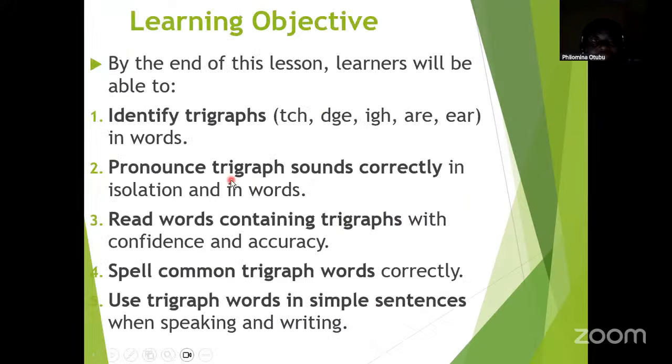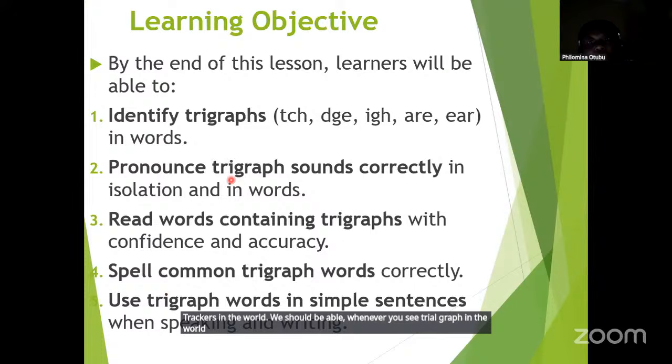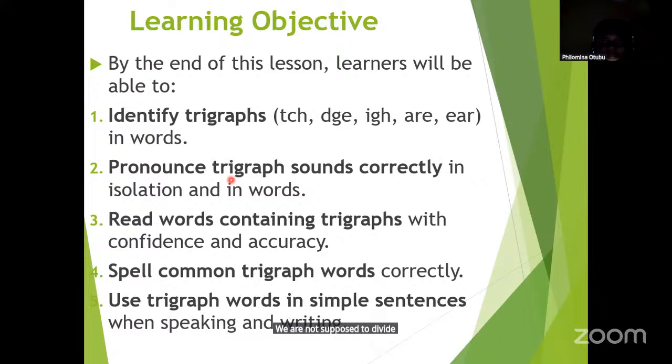So at the end of this lesson, we should be able to identify trigraphs in words. Whenever you see a trigraph in a word, you should be able to identify it. And that means when we see them in a word, we should not separate them. We are supposed to call them as one sound. We are not supposed to divide the letters. We are supposed to pronounce them as one sound.